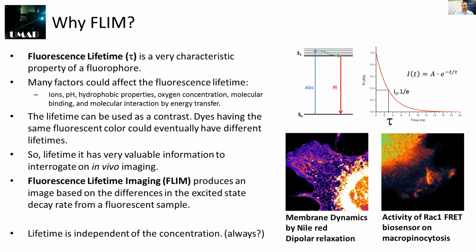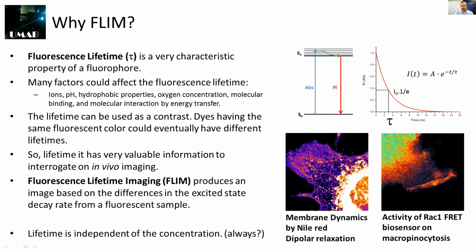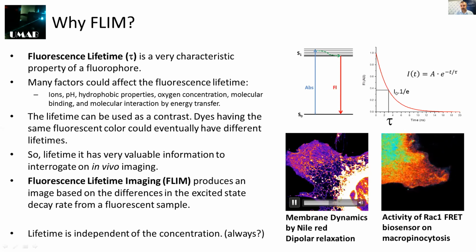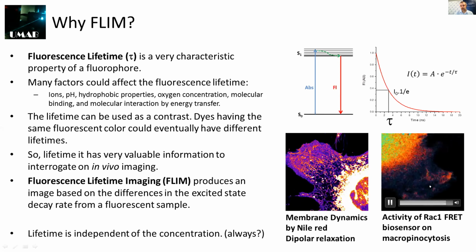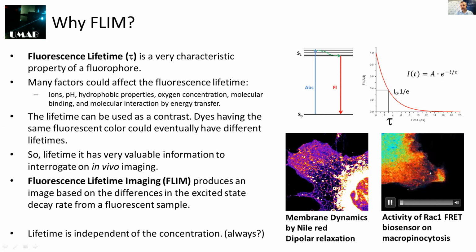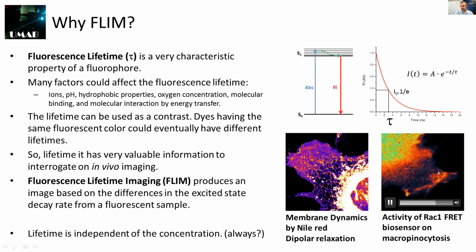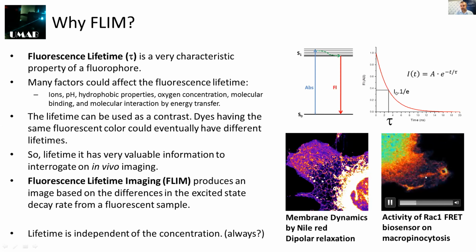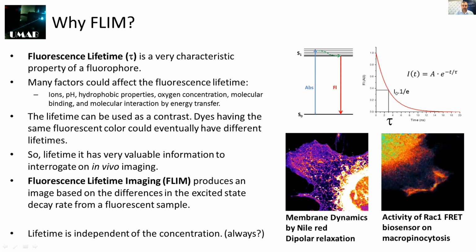So lifetime is a very useful technique that we can use for generating contrast and doing imaging. I place here a couple of examples. One is related to the solvatochromic probe Nile red, done with lifetime, where you can see the organization of the ER, the mitochondria, and the nuclear envelope, and the change in intensity means a change in the lifetime. And this is a RAC1 biosensor, done in collaboration with Amy Edinger at UCI, where we can see the formation of macropinocytosis in these cells over time with different stimuli. This is a very nice application that we can find using FLIM.